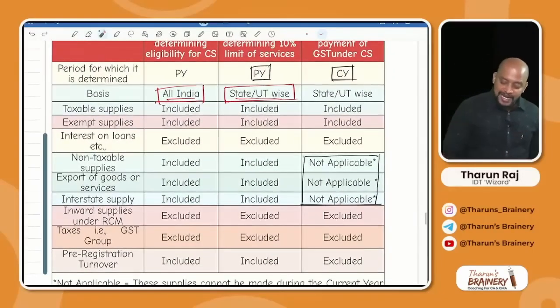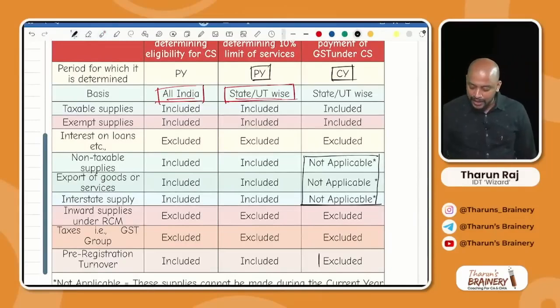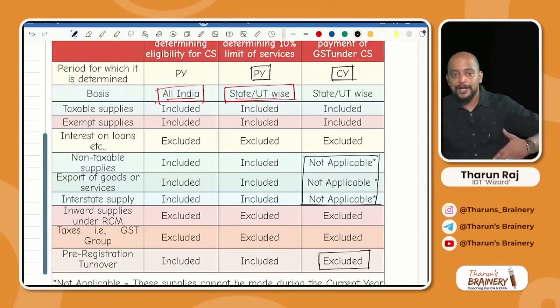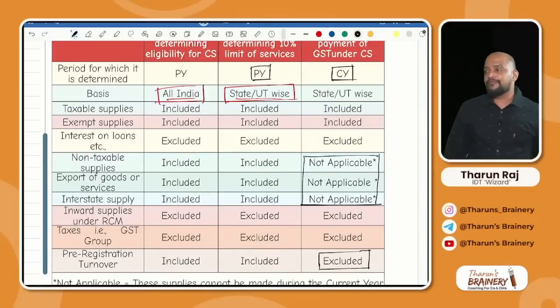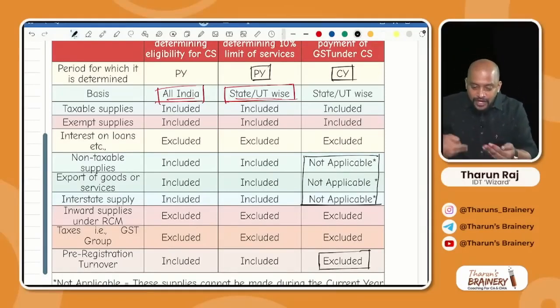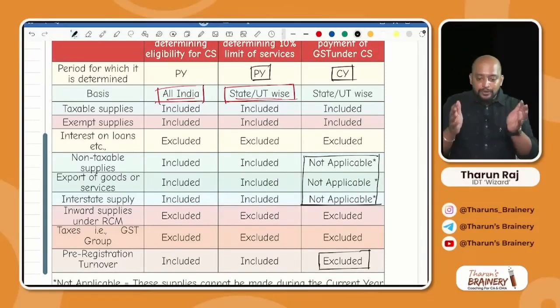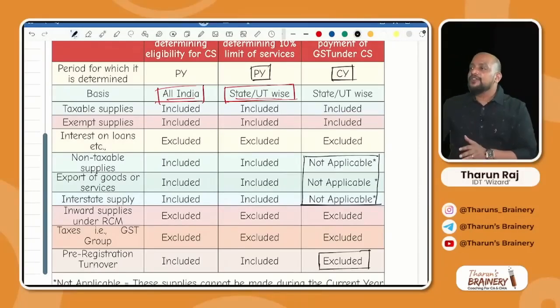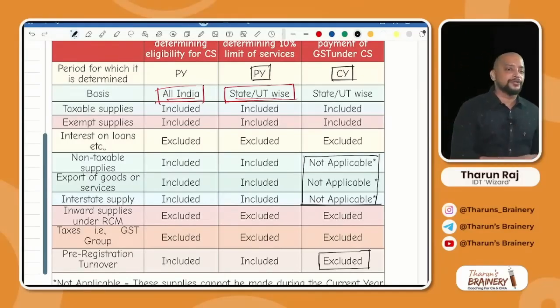And also pre-registration turnover is excluded because you start paying GST only after crossing the threshold limit. For example, current year only you commence a business. So current year can you opt for composition scheme? Yes, why not? Because previous year is 0. Current year you can opt for composition scheme. But when? After you cross the threshold limit for registration. So up to 20 lakhs or 40 lakhs you are not required to register. Thereafter only you register and pay. When you register and pay, you need to pay tax only on turnover after registration. Correct or not? So pre-registration turnover you don't have to pay any GST. That's why it should be excluded.